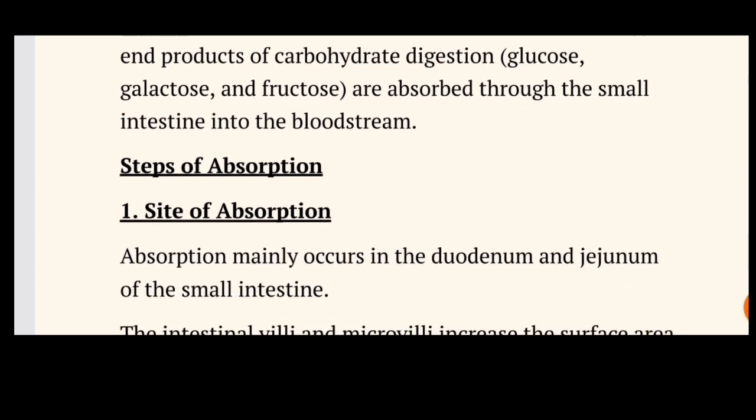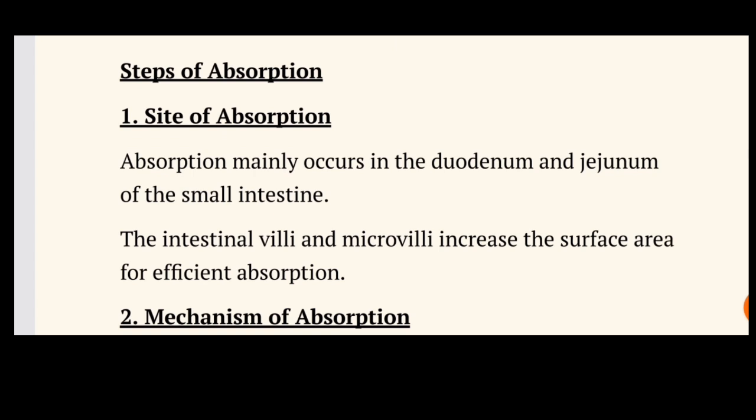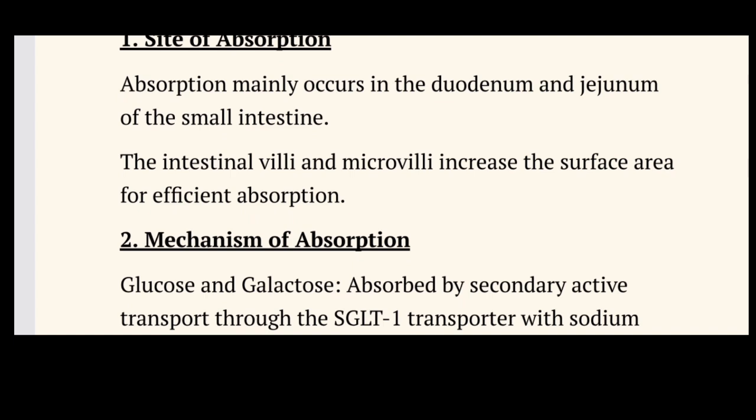Then steps of absorption. How does it absorb? Absorption mainly occurs in the duodenum and jejunum of the small intestine. Absorption of carbohydrates mainly happens in the small intestine parts, duodenum and jejunum. The intestinal villi and microvilli increase the surface area for efficient absorption, which means they increase the absorption of the carbohydrate. Then the mechanism of absorption.